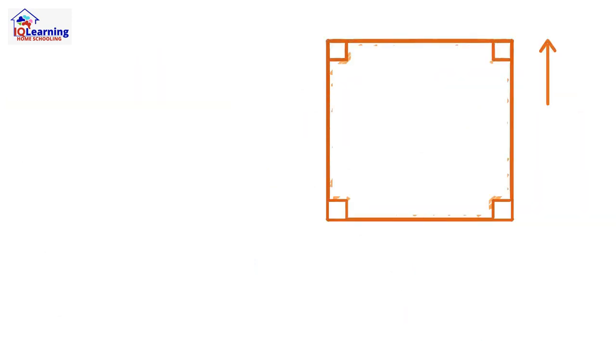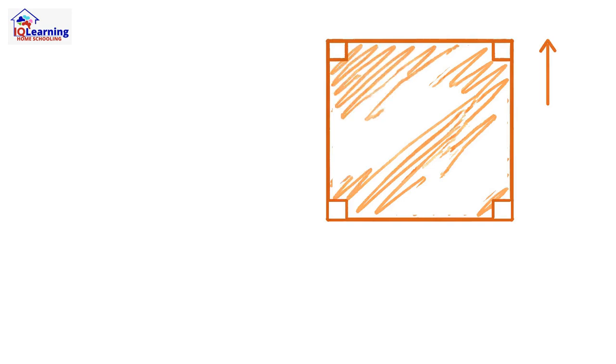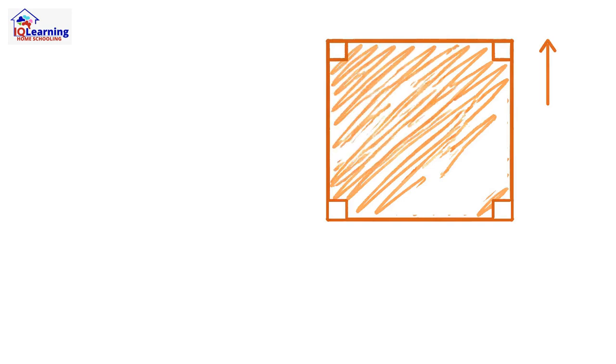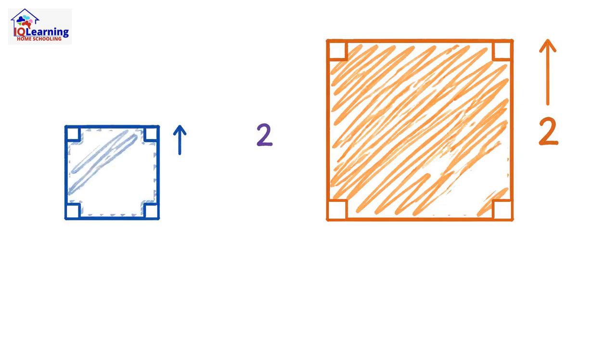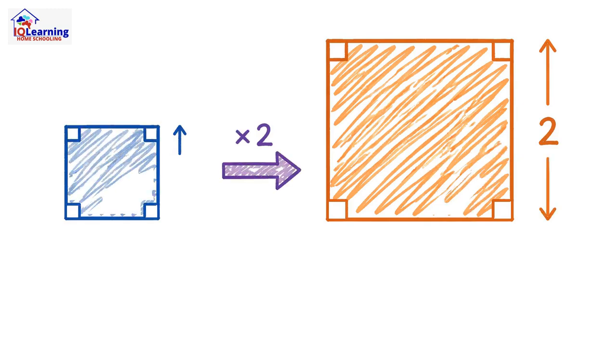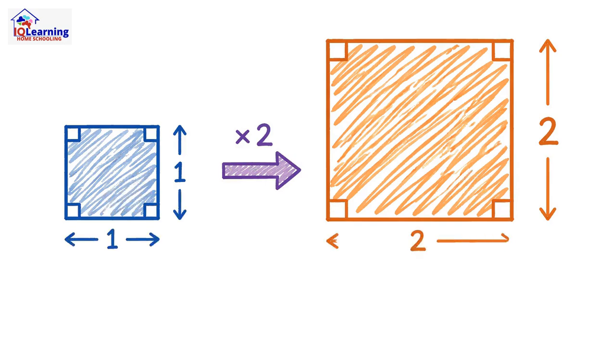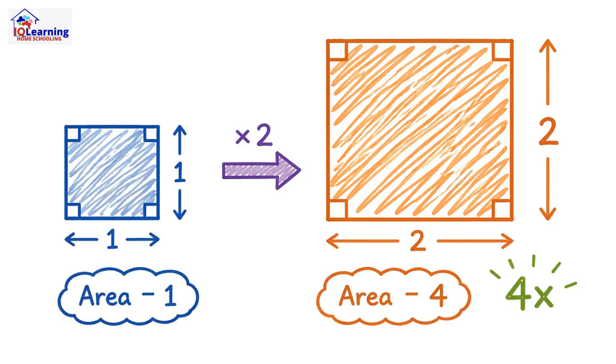But here's the clever trap. Scale factors apply to every dimension. If you use a scale factor of 2 to double the sides of a square, you might think the area just doubles. It doesn't. Because you've doubled the length and the width, the new area is actually 4 times bigger.